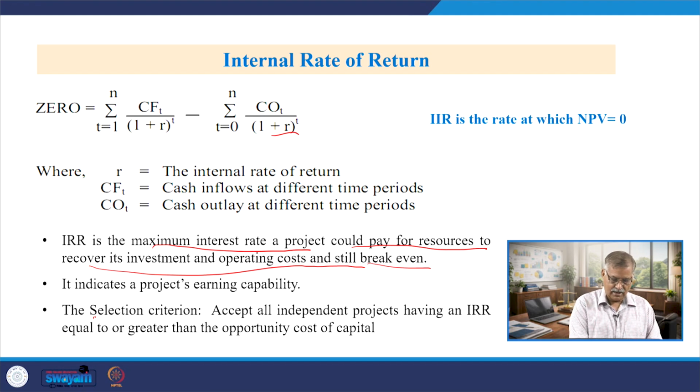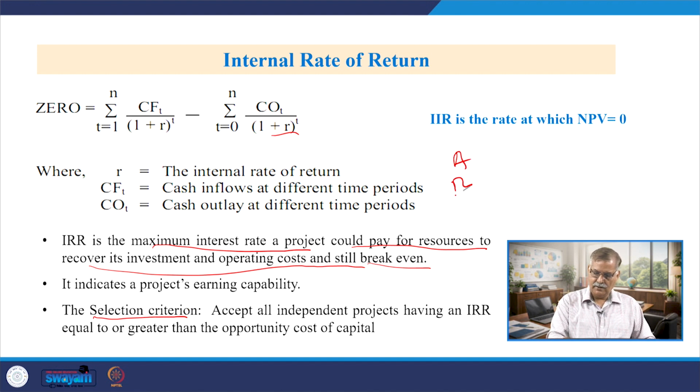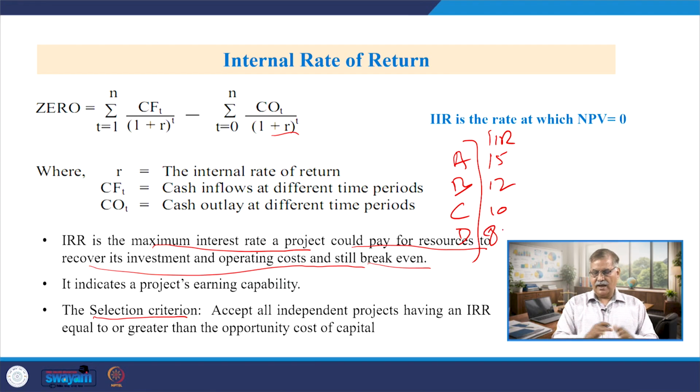The selection criterion in this regard is, if we have say A, B, C, D, these different projects available, and based on IRR, if IRR is 15, 12, 10, 8, we can rank all the projects on the basis of IRR, and the project which has the highest IRR will be given priority in the selection, because that project provides more returns over a period of time as compared to cost.